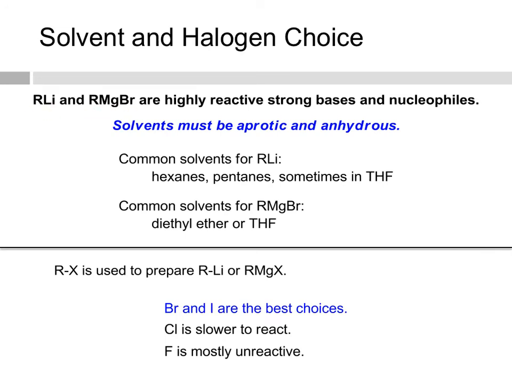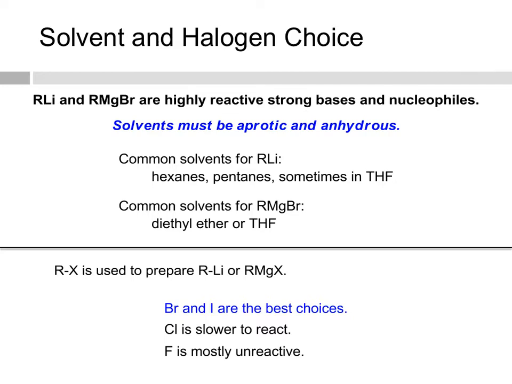Organolithium and Grignard reagents are highly reactive and need to be treated with care. They are both strong bases and strong nucleophiles. In order to prevent your reagent from reacting with the solvent as a base, the solvents must be aprotic, that is without an acidic proton, and anhydrous, that means without water.